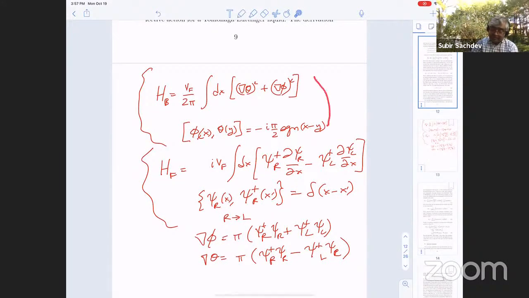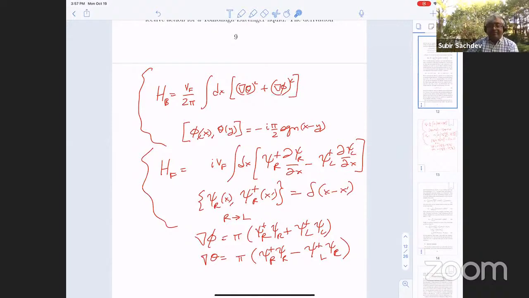Relativistic scalar field, relativistic Dirac fermion, they are the same. And here's a relationship between the scalar field and the fermion. So this expresses the Bose fields in terms of bilinears of the Fermi fields. Okay, I guess I'm out of time.